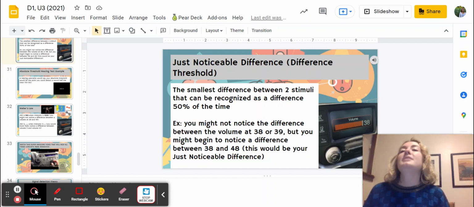Maybe. If you're lifting 50 pounds and then you add another pound, so it's 51 pounds, are you going to notice the difference? Probably not, right? But if you added another 15 pounds to that, maybe you would be much more aware of that difference. So just noticeable difference is you being able to notice the difference between two things at least 50% of the time. If you aren't able to notice the difference between a 5 pound and a 6 pound weight, then it's not in your difference threshold.